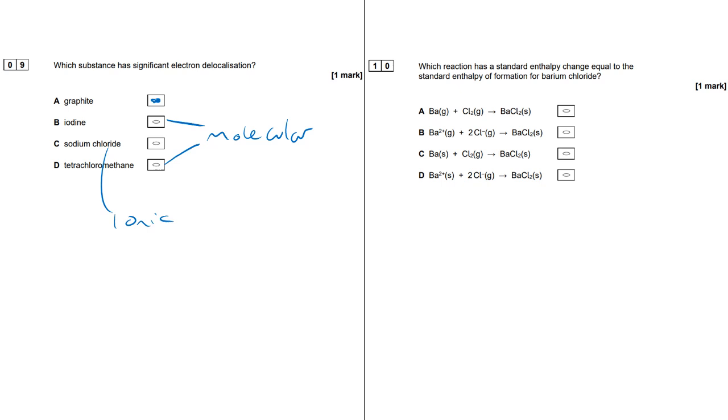Question 10. Which reaction has a standard enthalpy change equal to the standard enthalpy of formation for barium chloride? So in year 12 you will have learnt the definition for enthalpy of formation. That's where you form 1 mole of a compound from its constituent elements in their standard states. So to form barium chloride, you need barium as a solid and you need Cl2 as a gas. That means our correct answer there would be C.